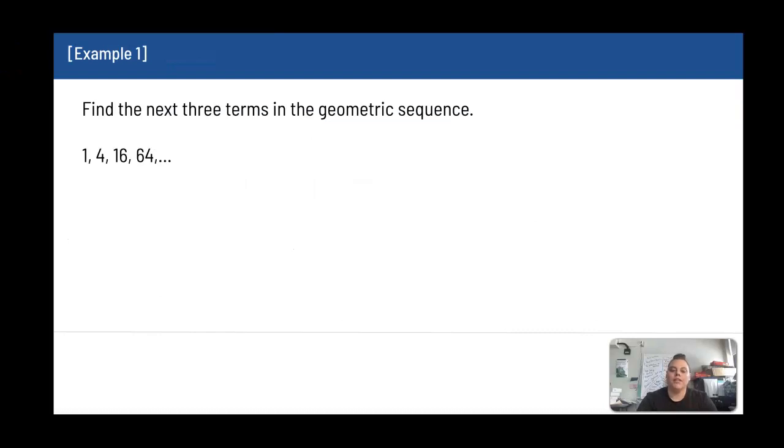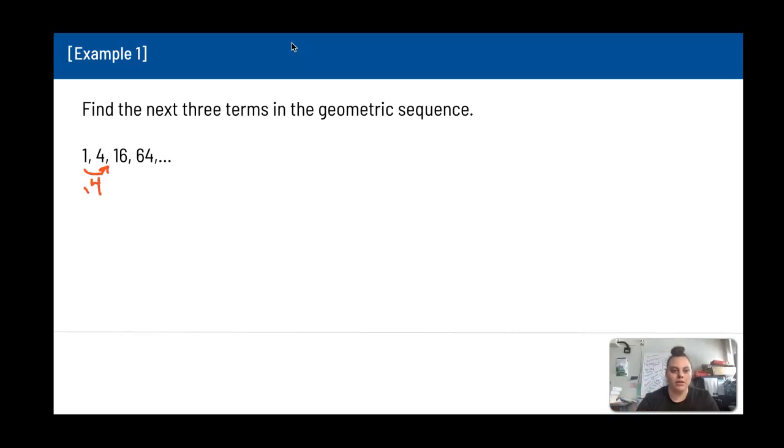In this next part of the example, we will find the next three terms of this geometric sequence. We see 1, 4, 16, 64. So I want to try and figure out what is my multiplier here. I'm increasing, so I know I'm going to multiply by something. And from 1 to 4, really, what am I going to multiply 1 by to get 4? Well, I'm going to multiply by 4.